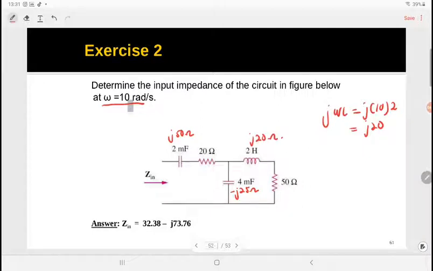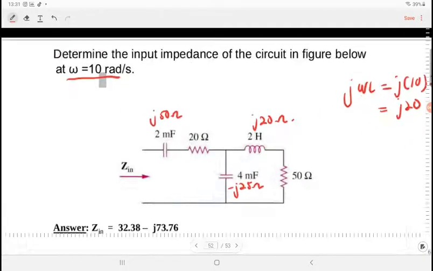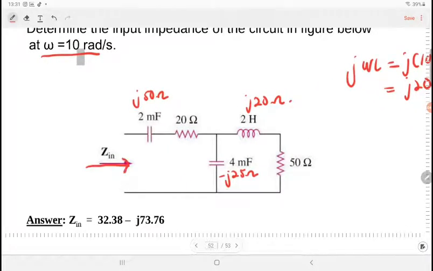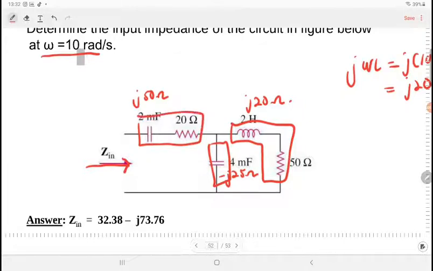Now we have already converted all the values into phasor form, so we can do normal DC analysis. In order to find the input impedance, we are looking from this terminal. So this impedance and this impedance are connected in parallel, and then you have another impedance over here connected in series. So you need to find the parallel impedance, then add it with the impedance over here because they are connected in series.